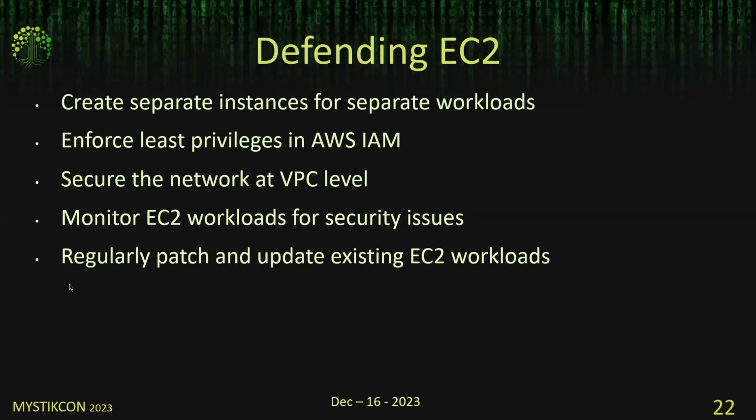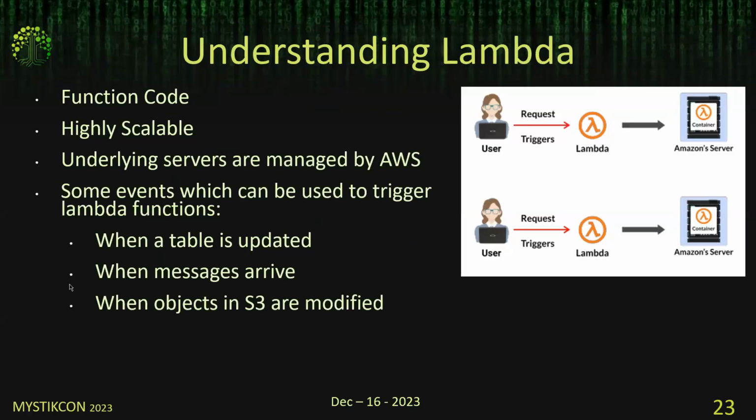Now, secure the network at the VPC level. You need to do all your networking configuration. You should have monitoring and a system metrics logging system, which helps to detect any issue, including security issues. You should also regularly patch and update your existing EC2 workloads.